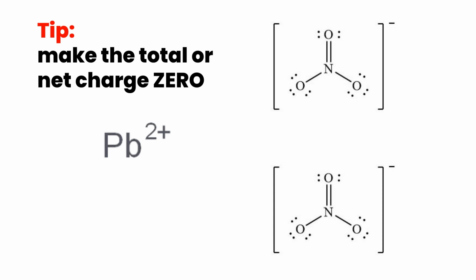Another important thing is to memorize the oxidation states. Lead is positive 2, while nitrate is negative 1. So, to cancel positive 2, it would take 2 negative 1, or 2 nitrates to make a total charge of 0.